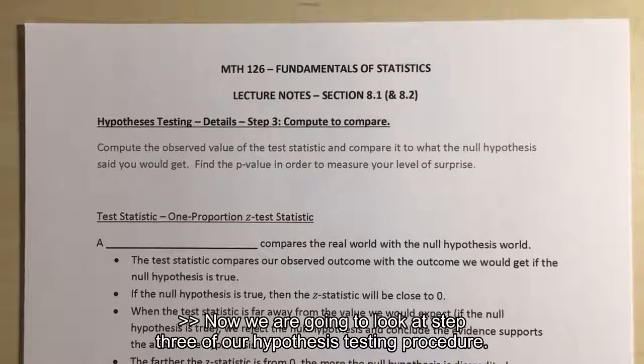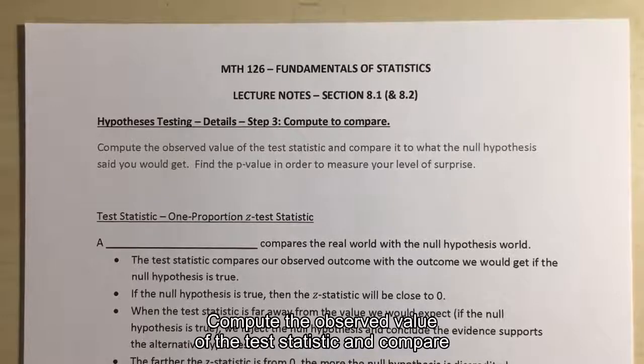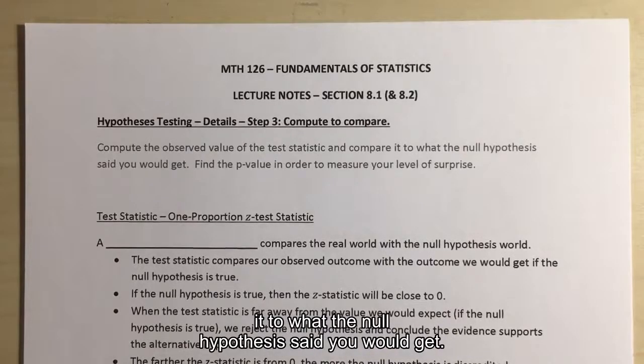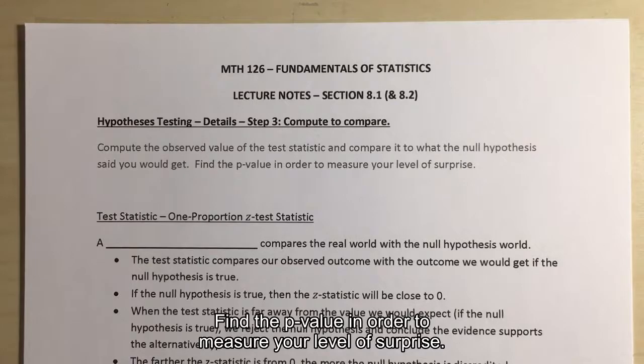All right, so now we're going to look at step 3 of our hypothesis testing procedure. Compute the observed value of the test statistic and compare it to what the null hypothesis said you would get. Find the p-value in order to measure your level of surprise.